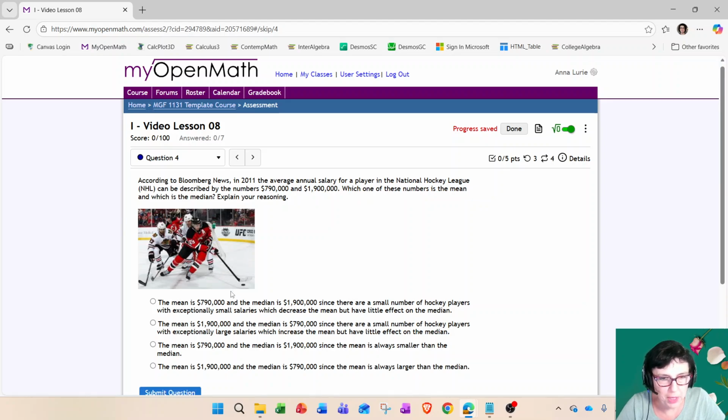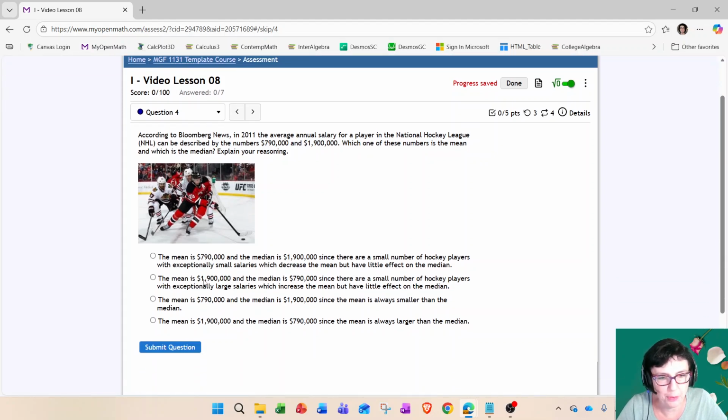And so the mean will definitely be affected. That means the mean will be much larger than the median if you have one or two players that make a lot of money. So the answer is that the mean is going to be 1,900,000. The median will be smaller because it's not as affected, since there are a small number of hockey players with exceptionally large salaries. The mean is affected and the median is not.